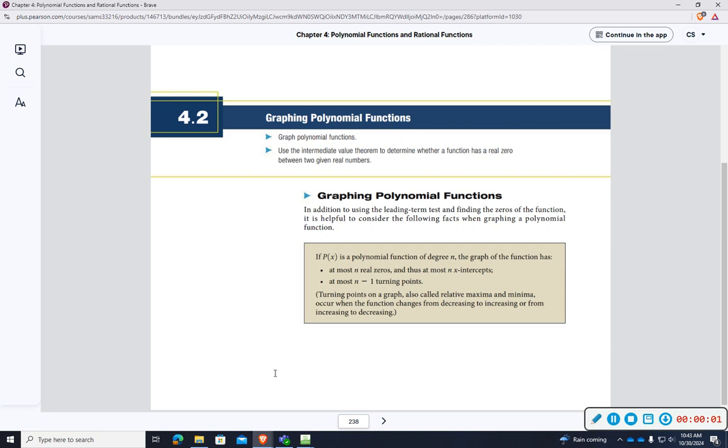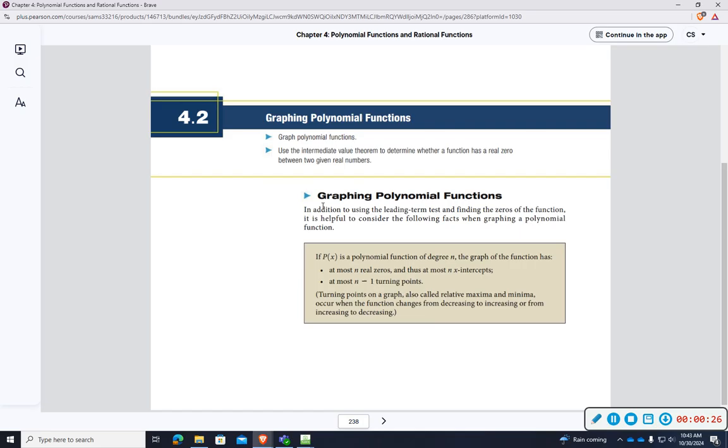All right, today we're going to be looking at section 4.2, graphing polynomials, and I'm going to highlight the key information, and then we're going to jump over to my math lab and start working those problems. So we have two objectives. One is we're going to graph polynomial functions, and the second is we're going to use the intermediate value theorem to determine whether a function has a real zero between two given points.